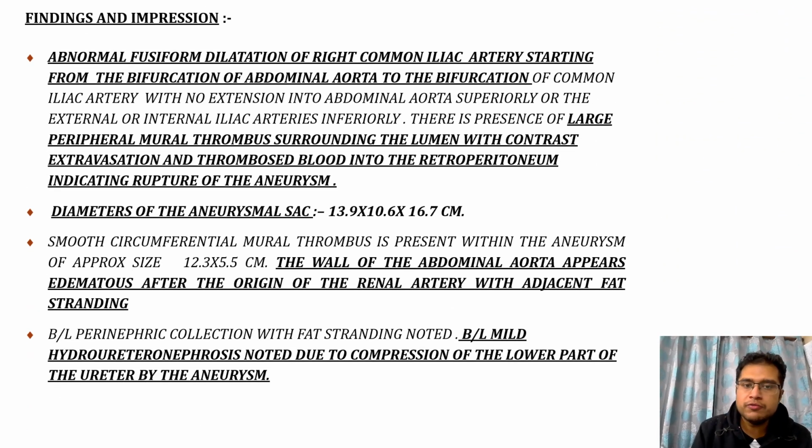So there was abnormal fusiform dilatation of the right common iliac artery, starting from the bifurcation of the abdominal aorta to its bifurcation. There was a large peripheral mural thrombus surrounding the lumen with contrast extravasation and thrombosed blood into the retroperitoneum, indicating rupture of the aneurysm. The diameters of the sac were given, and the wall of the abdominal aorta appeared edematous after the origin of the renal artery with adjacent fat stranding.